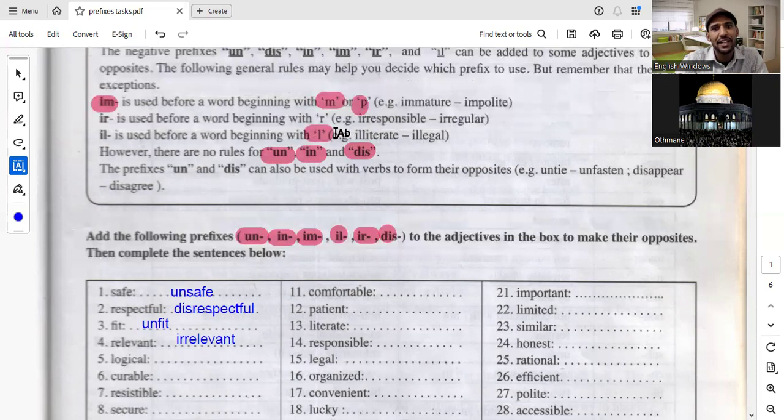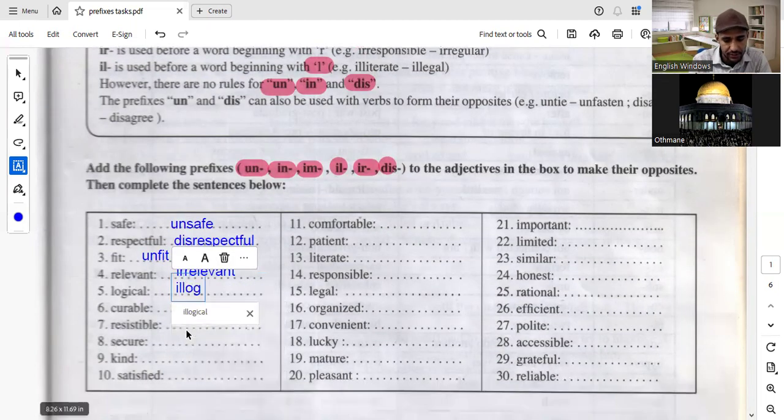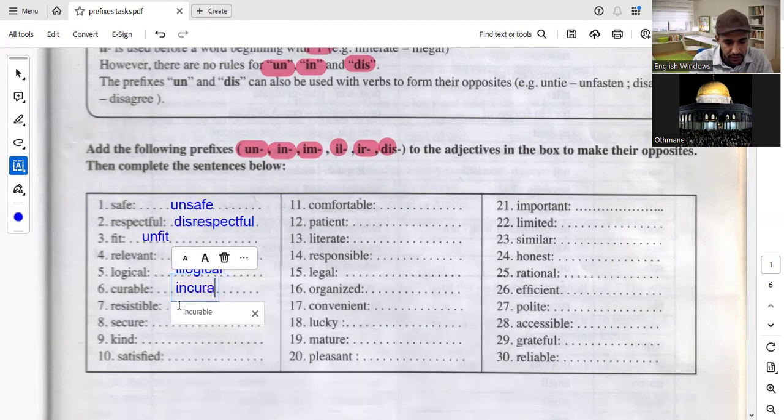Illogical. Oh, yes, great. Just like illegal. Yeah, logical, illogical. Okay, good job. Next, we have curable. Incurable. Curable, incurable. Very good. Excellent. Good job. Very nice.